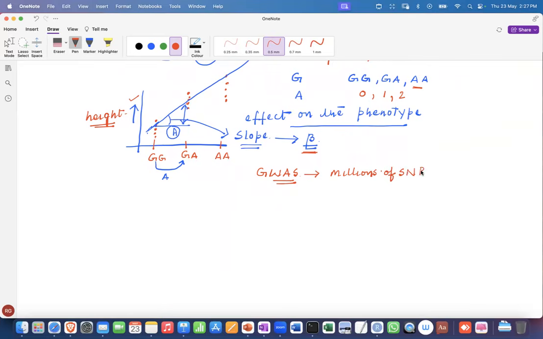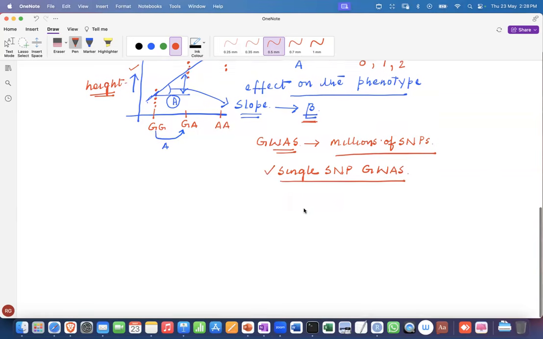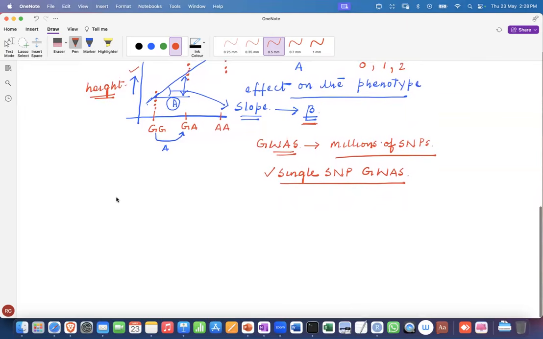So any analysis that is done is usually done for a single SNP GWAS. We'll talk about multi-locus GWAS later on. We are not going to discuss that in detail, but we are going to talk about single SNP GWAS. Now, what is this single SNP GWAS? We have fitted a line, and this is done individually for all the SNPs.